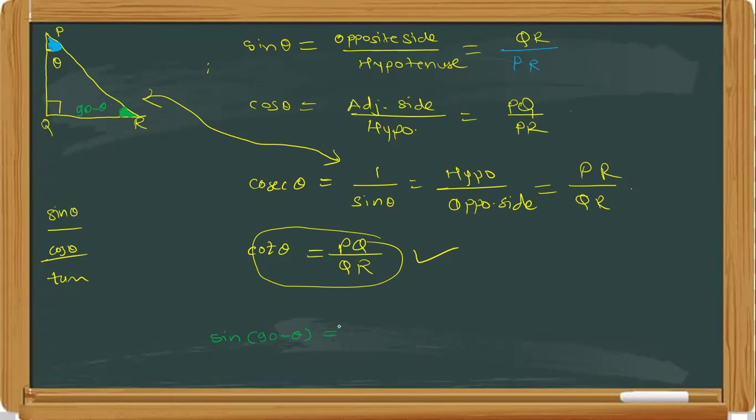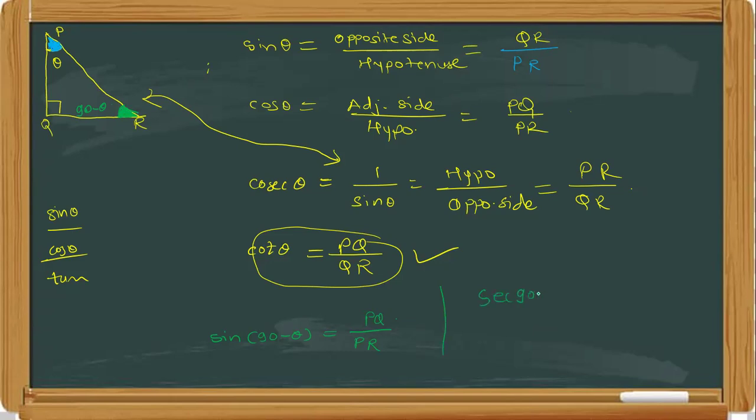Sine theta is opposite upon hypotenuse. So hypotenuse will be PR. Opposite will be QR. No, not QR. It will change, no? So angle has changed, so opposite side of that angle will also change. This time, for 90 minus theta, it is PQ. Very good.